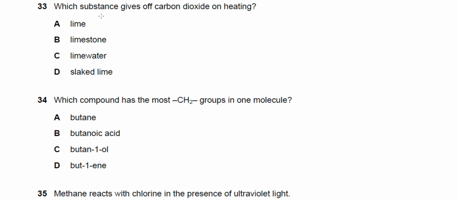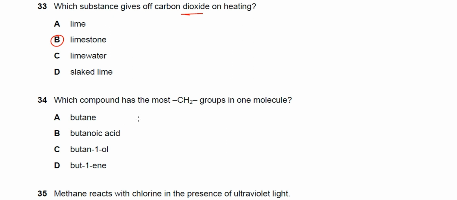Now in 33, which substance gives off carbon dioxide on heating? Carbonates. Okay, so carbonate is in limestone. So limestone. Then in 34, which compound has the most CH2 groups in one molecule?